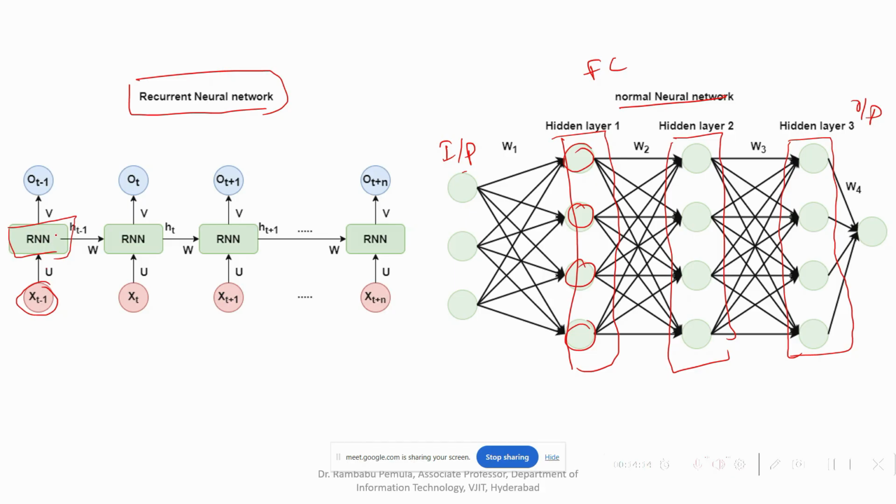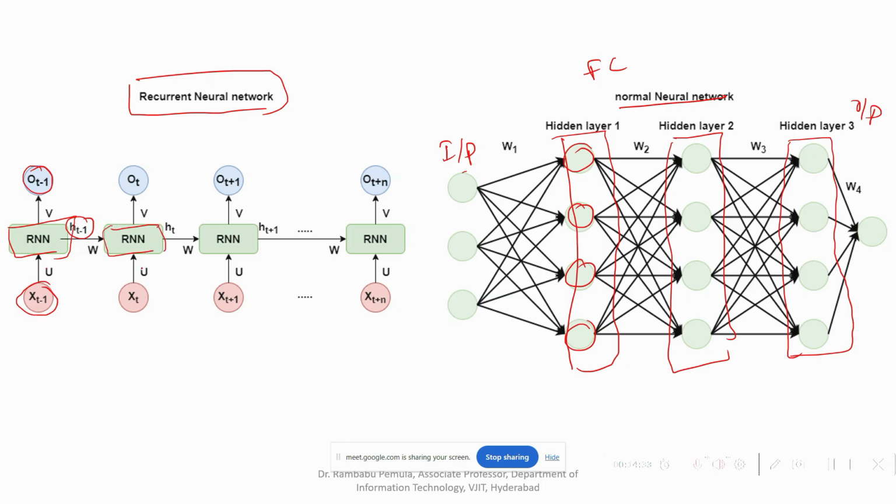That neuron generates two outputs. One output is at time t. At time t minus 1, at that same time, we are going to get the output as ht minus 1. Ht minus 1 is nothing but hidden information. That hidden information is carried forward to the next layer as an input.